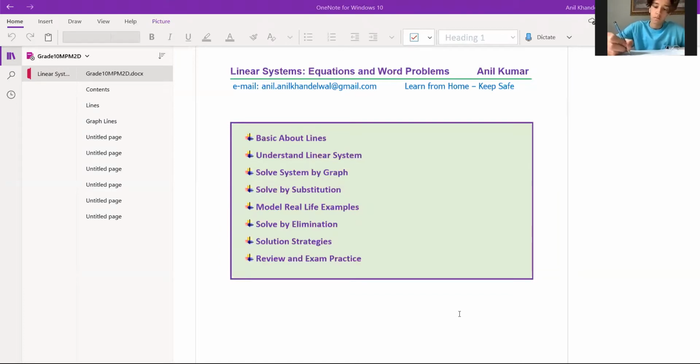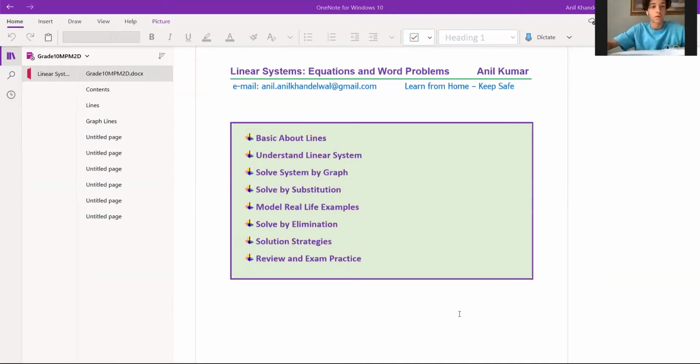I'll also take up models which will relate to real life situations. And we'll solve some equations using elimination. And then we'll also see mixed strategies to solve linear systems. Sometimes you might even combine some quadratic functions with it to make it more complicated. And that will be part of our review and exam practice.